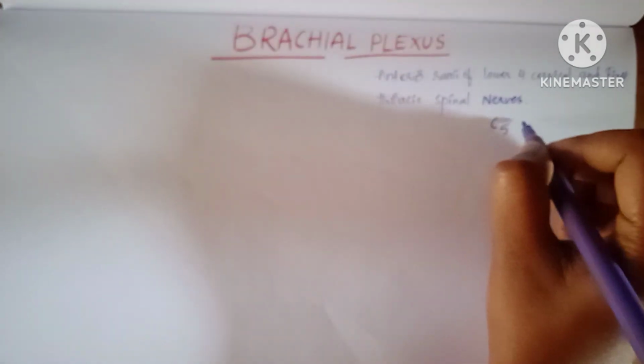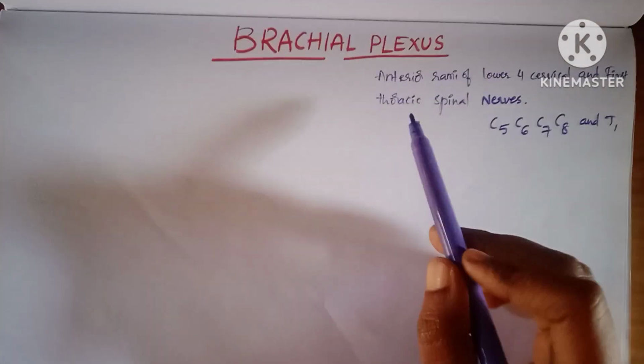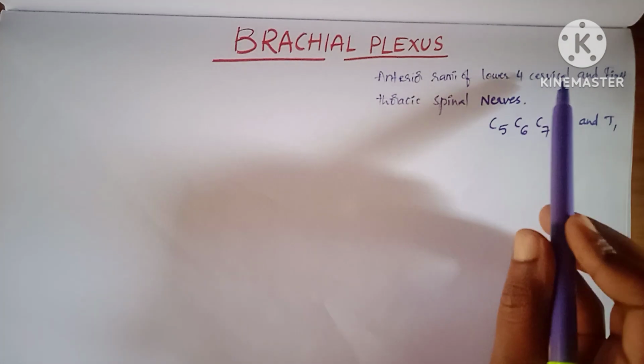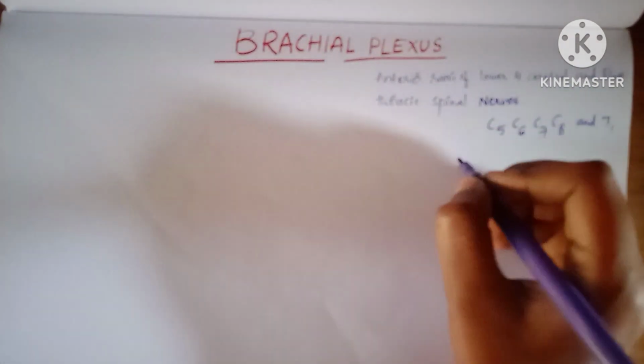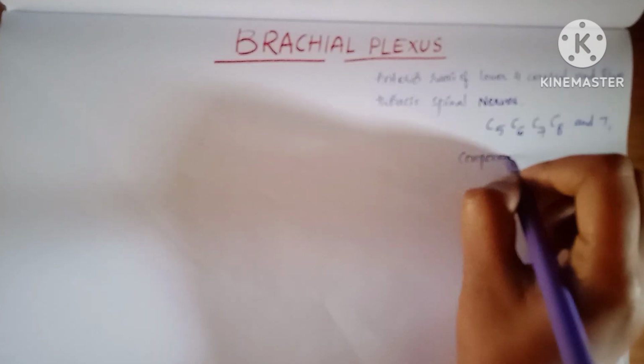Those are C5, C6, C7, C8, and T1. Brachial plexus are formed by the anterior rami of lower four cervical and first thoracic spinal nerve, C5, C6, C7, C8 and T1. Components of brachial plexus.